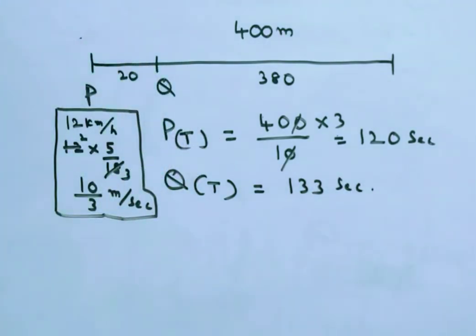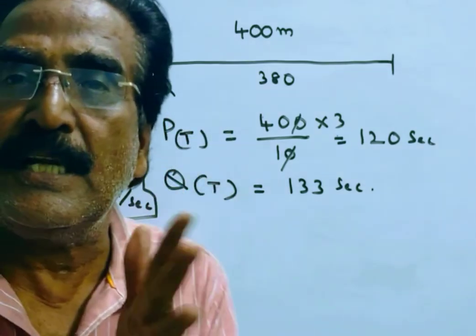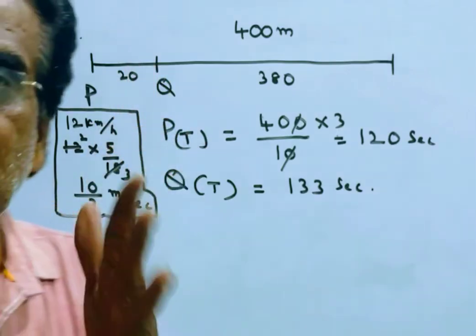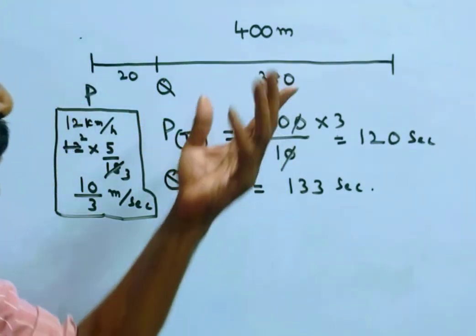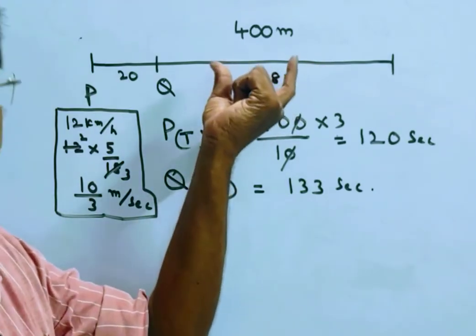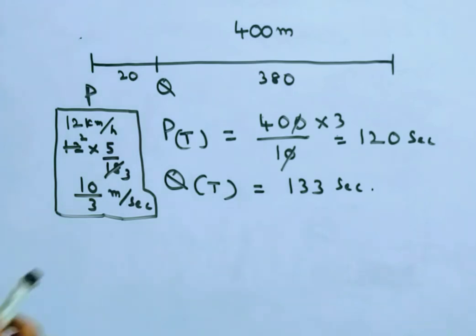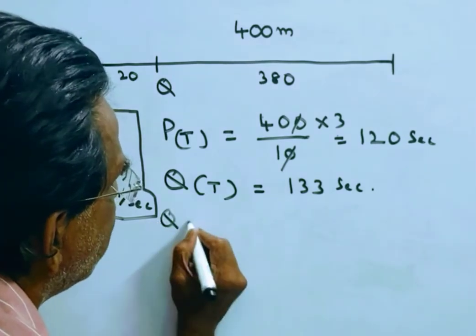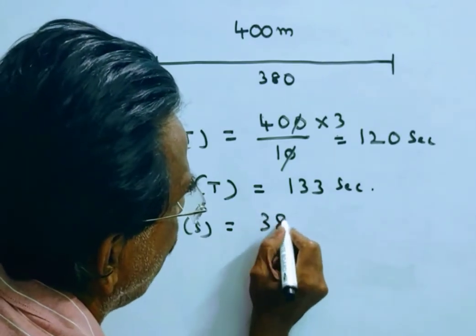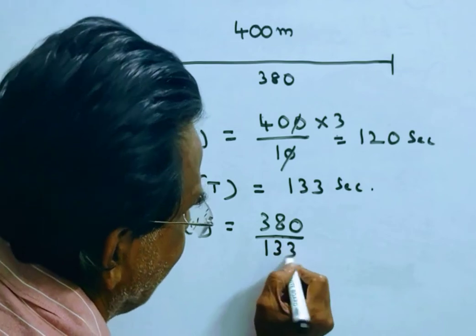Friends, now we want the speed of Q. Friends, Q has a start of 20 meters. So, Q needs to run only 380 meters. So, Q runs this 380 meters in 133 seconds. So, the speed of Q is equal to distance, Q has to run only 380 meters, divided by time 133 seconds.